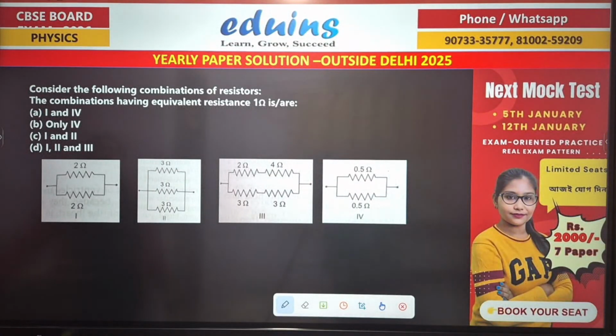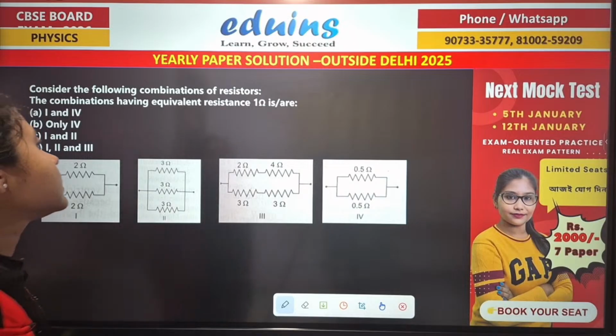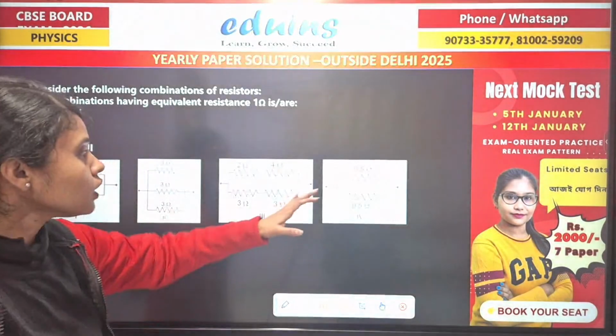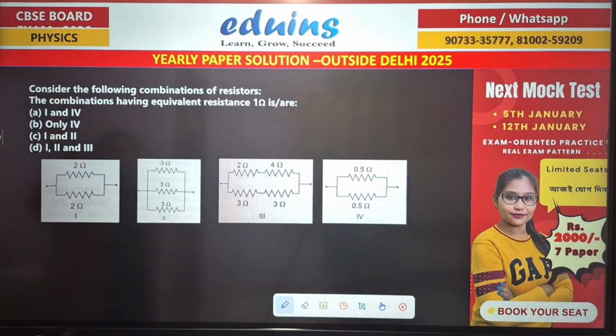Consider the following combination of resistors. The combinations having equivalent resistance 1 ohm is or are. So what will be the combination? And there are 4 options, 1, 2, 3 and 4. So what are the combinations that can make the equivalent resistance 1 ohm? 1 and 4, or only 4, or 1 and 2, or 2 and 3 both make this. So that makes sense. Okay. So what will be the answer? Okay, I will give you time.